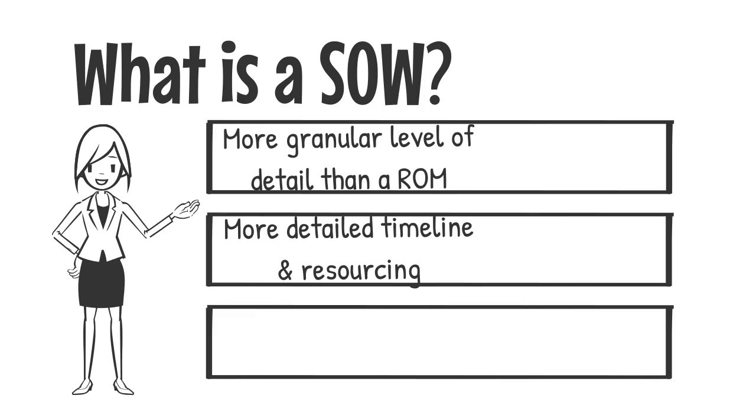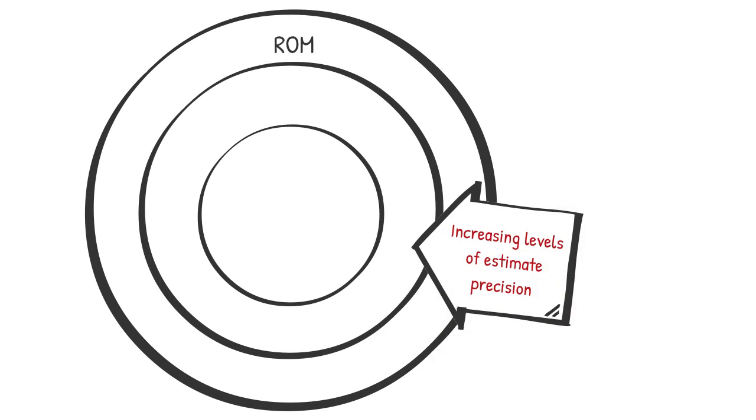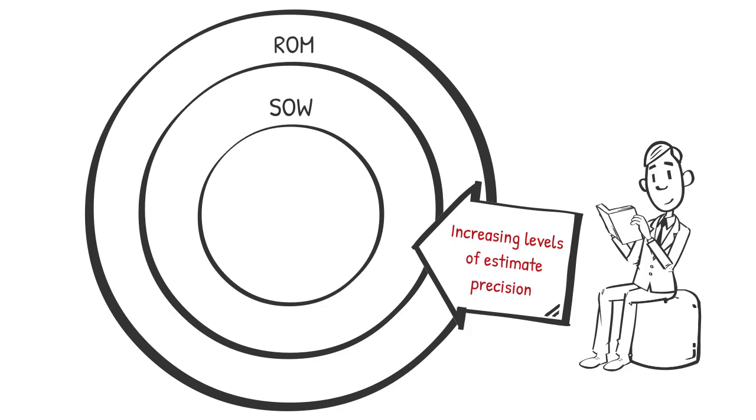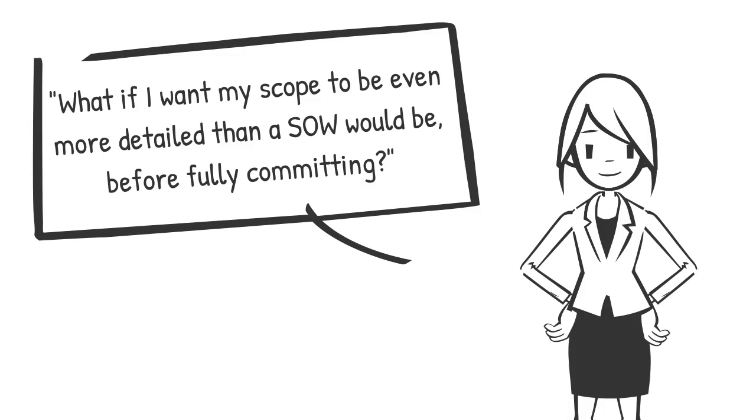A statement of work is more granular than a ROM. Along with answering justification questions like those I listed on the last slide, a SOW is going to set a much more detailed project timeline and resource expectation. A SOW is also going to provide you with a greater depth of information around the consulting partner's understanding of your goals, along with scoping statements, approach, deliverables, key activities, and assumptions.